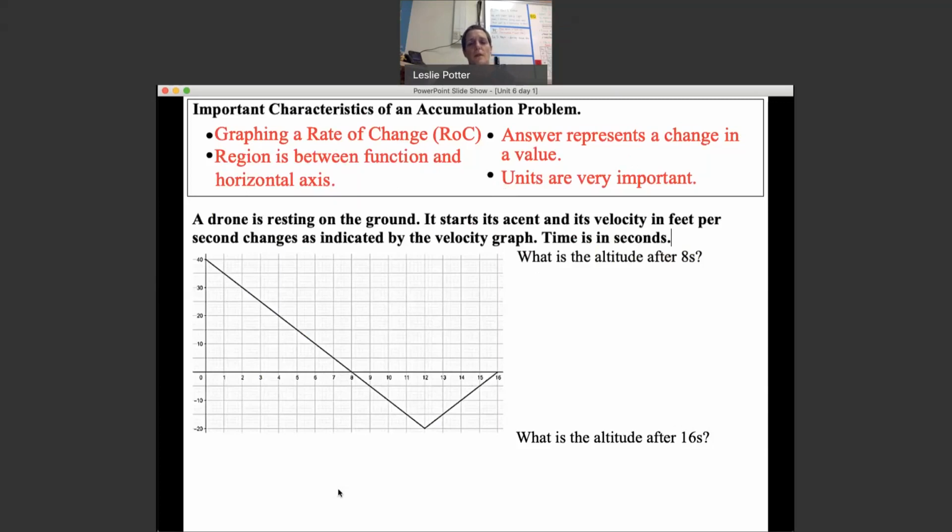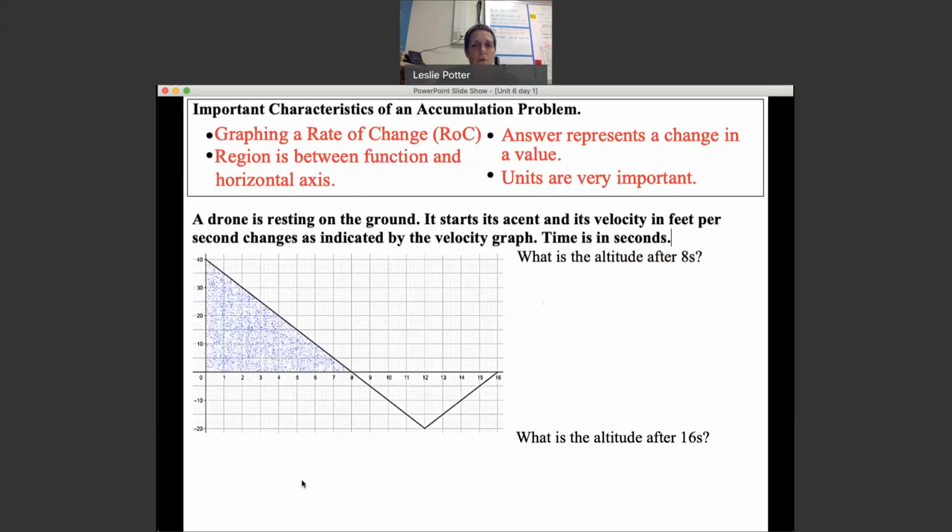Okay, so here's a problem that I would like you to try and learn. It's a drone, it's resting on the ground, it's kind of like the squirrel problem. It starts its ascent, and its velocity is in feet per second, and changes as indicated by this velocity graph, and the time is in seconds. So if you pause the video and go ahead and try this one on your own and answer these two questions, then you can start the video up again and see the solution.